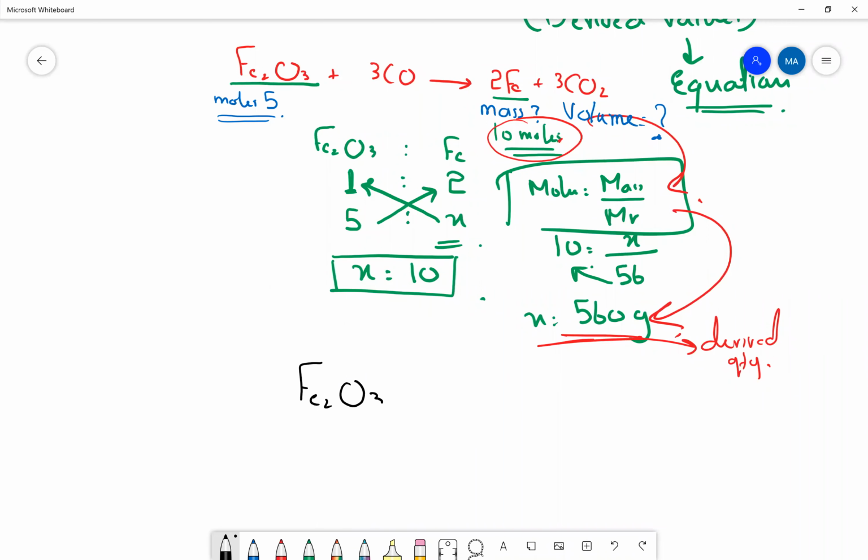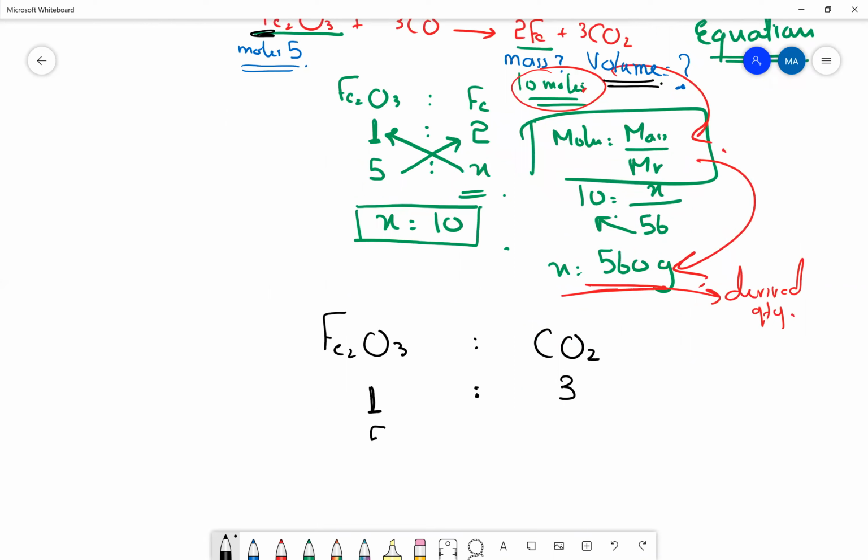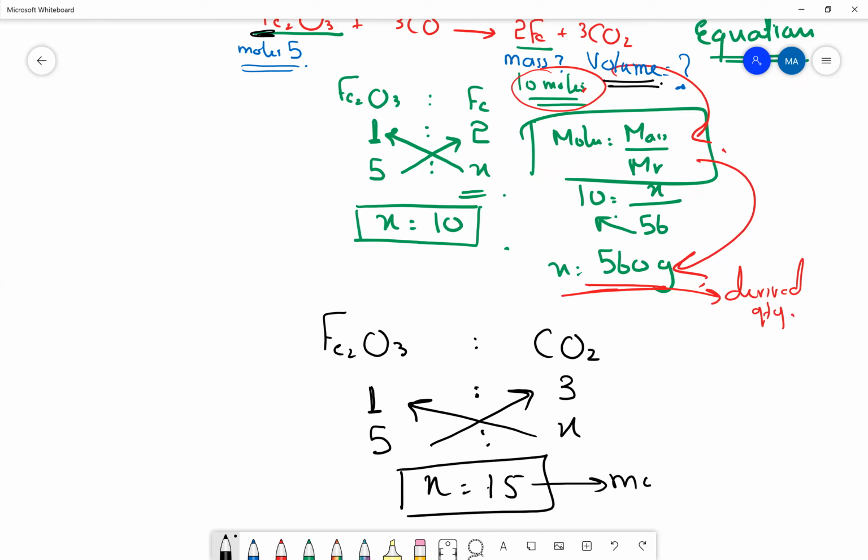Fe2O3 ratio CO2. Now look at the coefficients. Fe2O3 is again 1, yeah? And carbon dioxide is 3. Clear up till now? Yes. Okay. Because you're asked to find volume, volume is a derived quantity, because obviously you cannot establish a ratio directly between the volumes. So what you're going to do is we'll find out the moles. We know the moles of Fe2O3 are 5, and moles of carbon dioxide are X. Again cross multiplication. X times 1 is X, 5 times 3 is 15. So X is equal to 15. These are the moles of carbon dioxide.